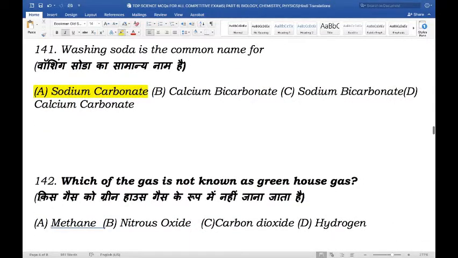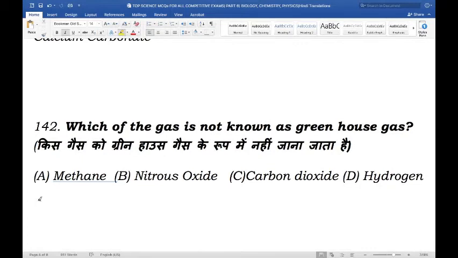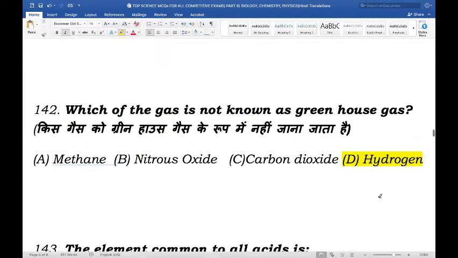Question number 142. Which of the gases is not known as a greenhouse gas? Is it A, methane, B, nitrous oxide, C, carbon oxide, or D, hydrogen? So out of these options, which is not known as a greenhouse gas? And the answer is D. Hydrogen is not known as a greenhouse gas, because a greenhouse gas must contain different atoms that are able to vibrate in a specific pattern to absorb heat energy.